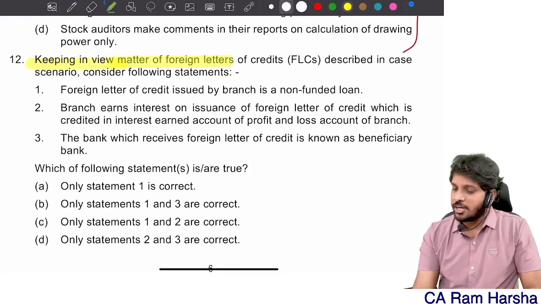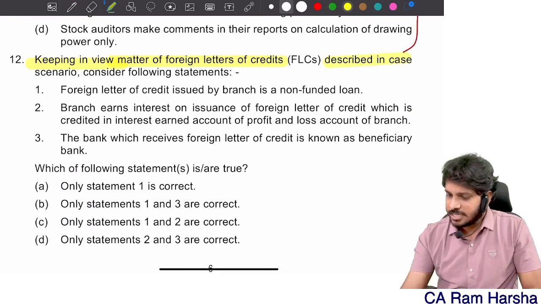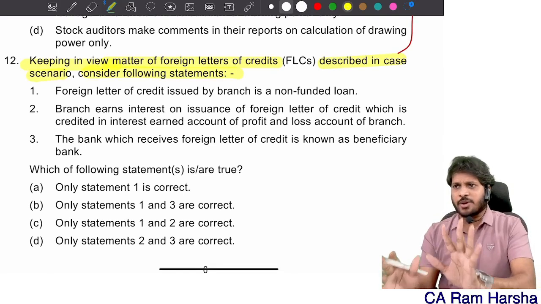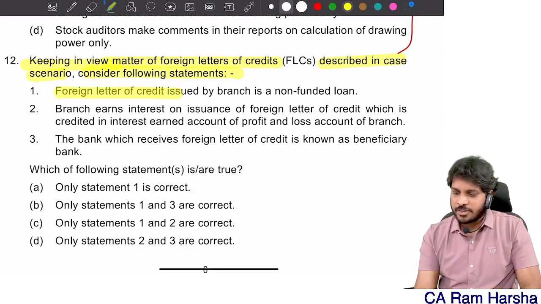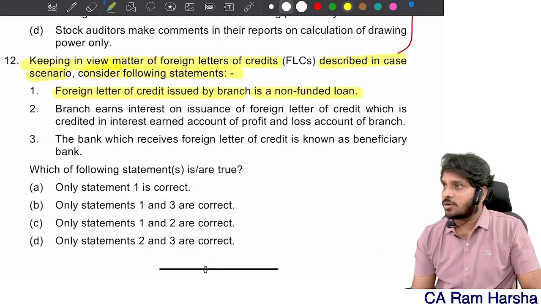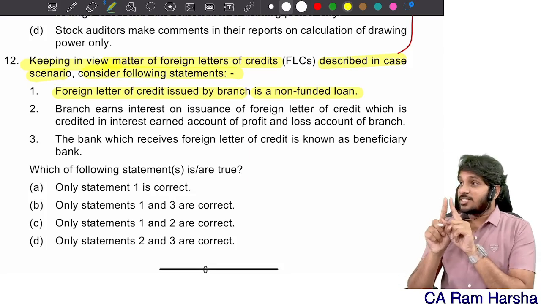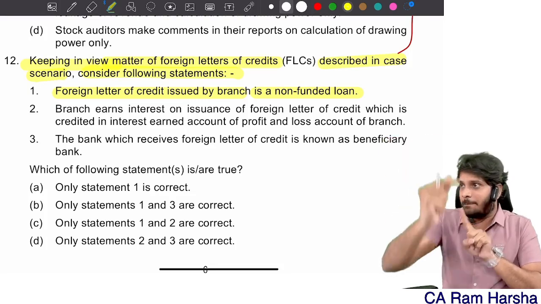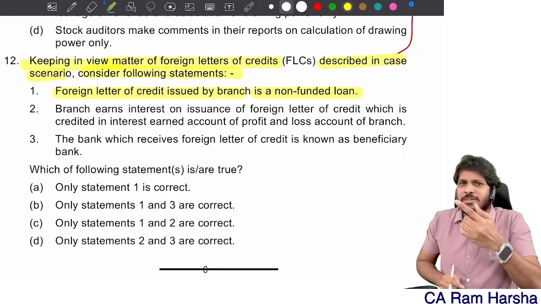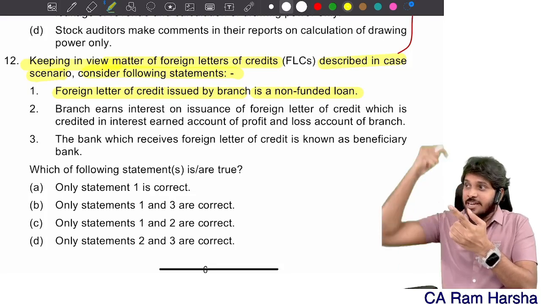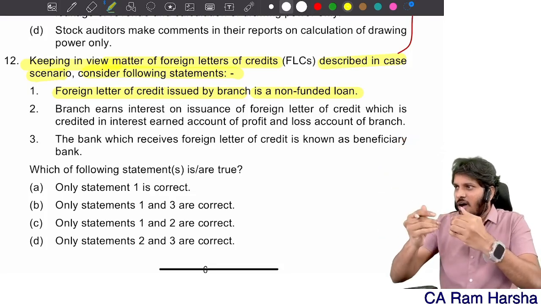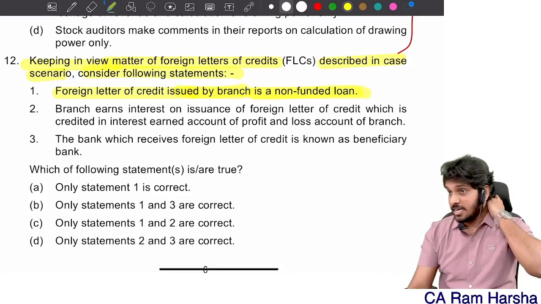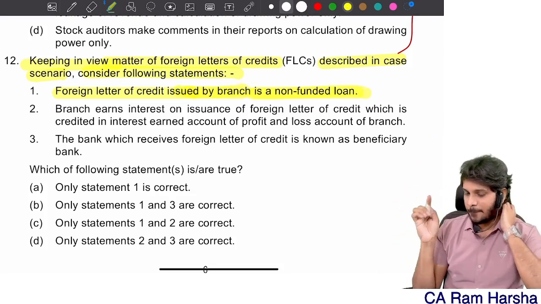Keeping in view the matter of foreign letter of credit described in the scenario, consider the following statements. Look at the statements and pick how many of them are right or wrong. Foreign letter of credit issued by branch is a non-funded loan. Yes. Advances are of 2 types, funded and non-funded. Funded means there will be outflow from the bank. In letter of credit, outflow will be there only when my customer defaults. Until then, it's a non-funded guarantee, non-funded advance, right? Yes, foreign letter of credit issued by bank is non-funded. The statement is correct.